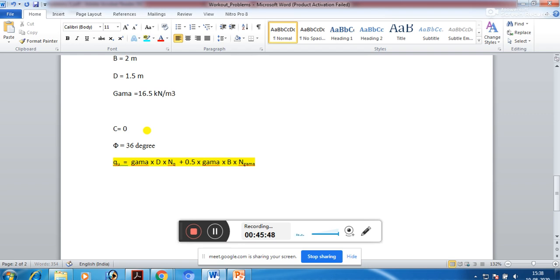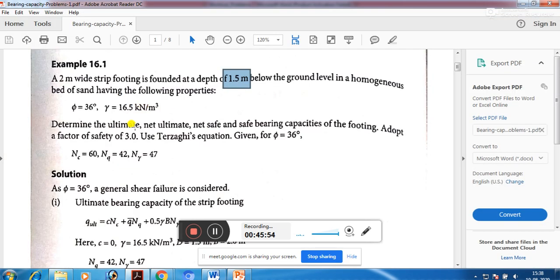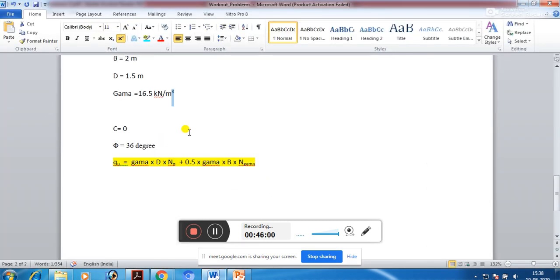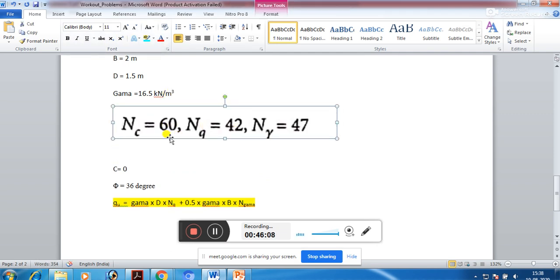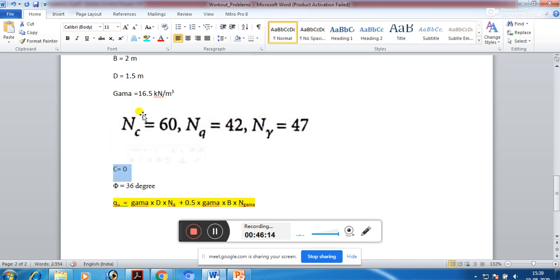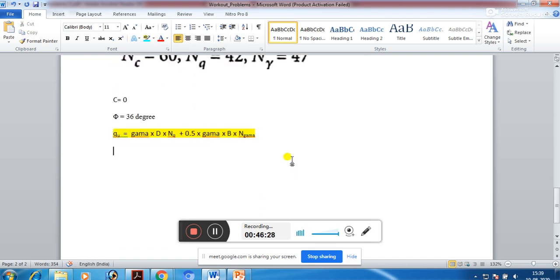Kilonewton per meter cube, and other values of NC, NQ and N gamma are also given. You see, these values are also given. So if you take these values, you could put them here. So let's put them over here. These are the values of NC, NQ, N gamma. See, you don't require the NC value here because your C value is equal to 0, so the C and C factor term will automatically become 0. So put the values of NQ, N gamma, B, gamma, and you are going to get the value of Q ultimate. Once you have found the value of Q ultimate, other things are very simple.